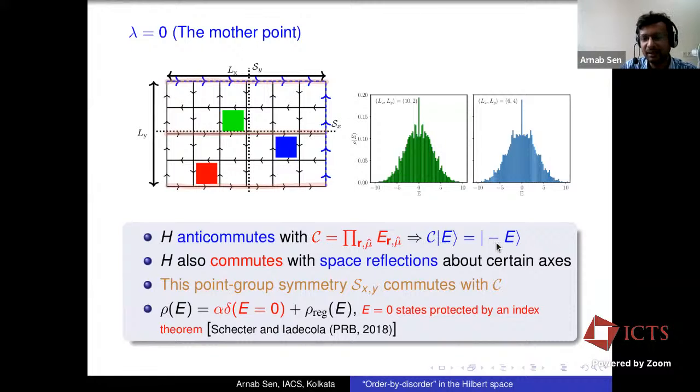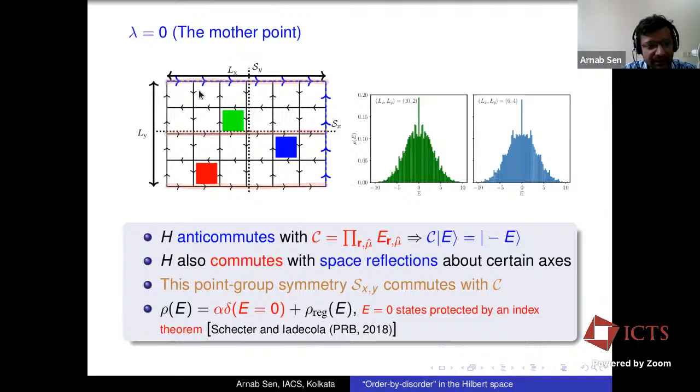Good. That immediately implies that at lambda equal to 0, the spectrum has an E to -E symmetry, which is exact. Therefore, zero modes mean something, right? So E equal to 0 is special. You cannot rescale the Hamiltonian and change 0 to something else.